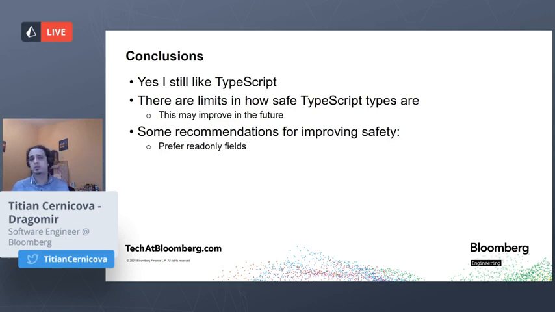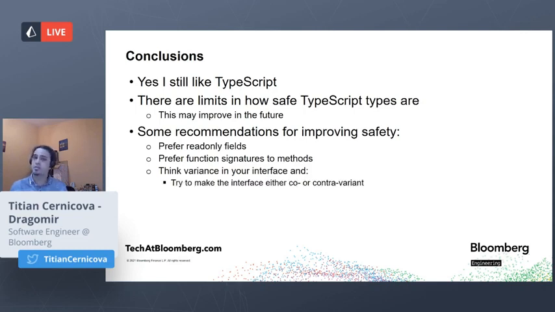First recommendation would be prefer read-only fields, right? We saw that read-only fields relate covariantly, and that is safe. Mutable fields relate covariantly, and that is not safe. Prefer function signatures to methods. We saw that method signatures are always bivariant, while function signatures respect variance more closely. And think about variance when you build interfaces. Try to make them either co- or contravariant. And if that's not possible, at least make them invariant. If they can't relate, that is still safe, although it might be a pain for your users. Also, avoid making bivariant interfaces, because since assignability can go in either direction, usually that is a recipe for runtime errors.